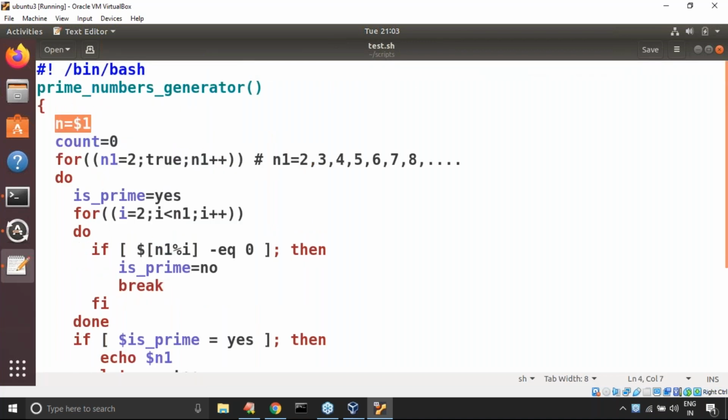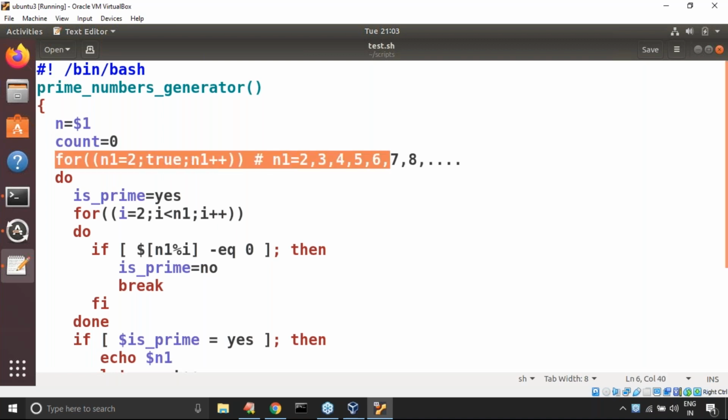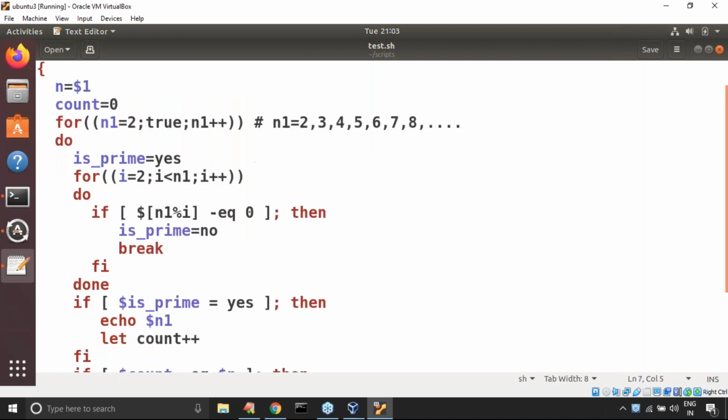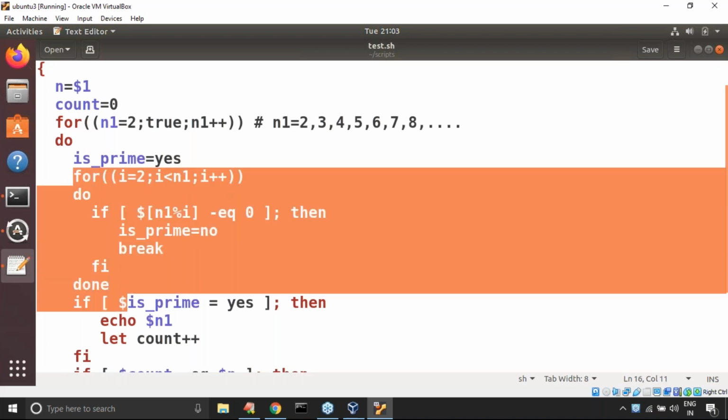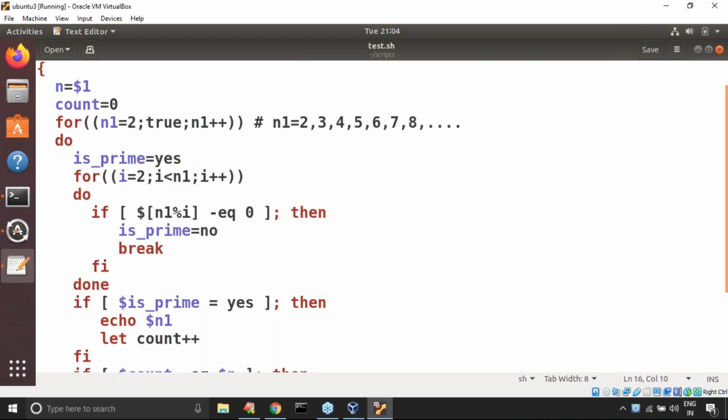Sir, n is 1. I want to generate this many prime numbers. Count at the beginning is 0. Now from 2 onwards, keep checking every number until your count reaches the given number. Now is prime is equal to yes. This is the logic to check whether the current number is a prime number or not. Do you have any other factor? If you find any other factor, break. Sir, at last if is prime is still yes, then print that and increment the count value.